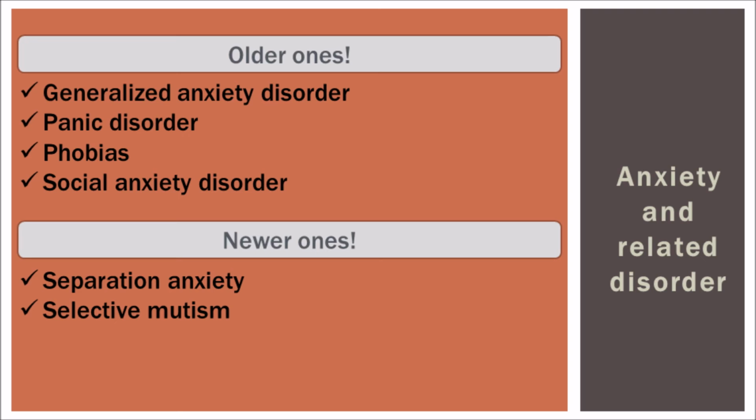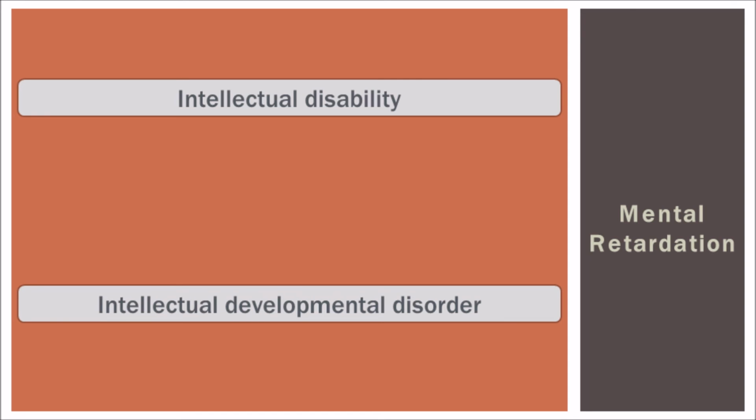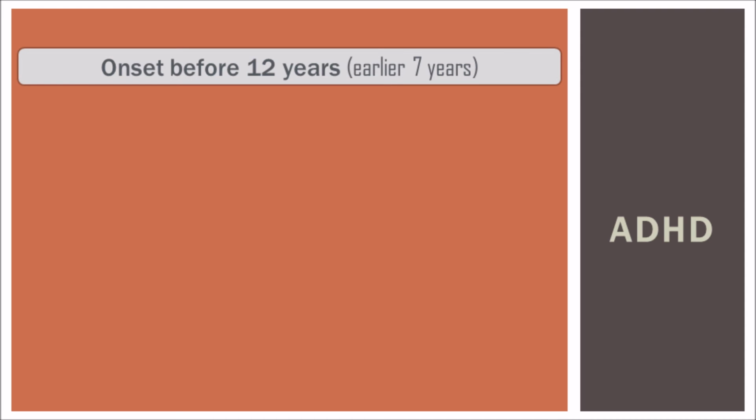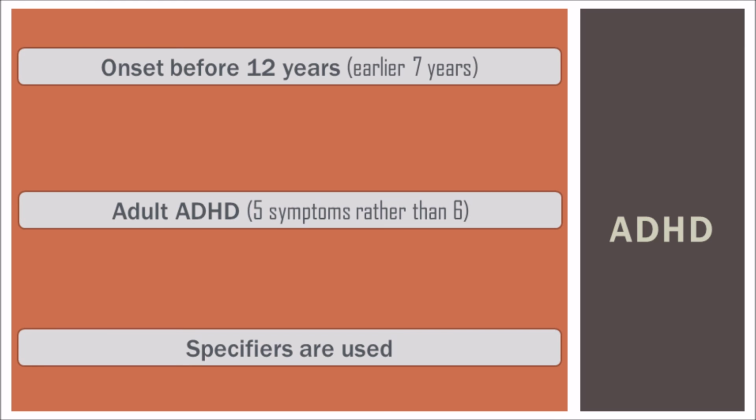There are a few other salient changes which could be highlighted in DSM-5, like addiction and related disorders, which for the first time includes a behavioral disorder called gambling disorder. Mental retardation is now termed intellectual disability or intellectual developmental disorder, which are less pejorative terms than mental retardation. ADHD has been retained almost the same, but with 3 important changes. First, the onset of symptoms is to be before 12 years instead of the earlier 7 years. Concept of adult ADHD has been brought in, wherein instead of 6 symptoms in a domain, 5 symptoms are enough for significance. And lastly, instead of subtyping of ADHD, DSM-5 recommends to use specifiers like predominantly hyperactive, impulsive, or attention deficit.